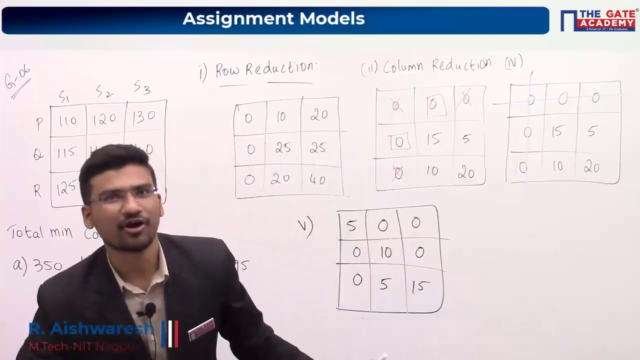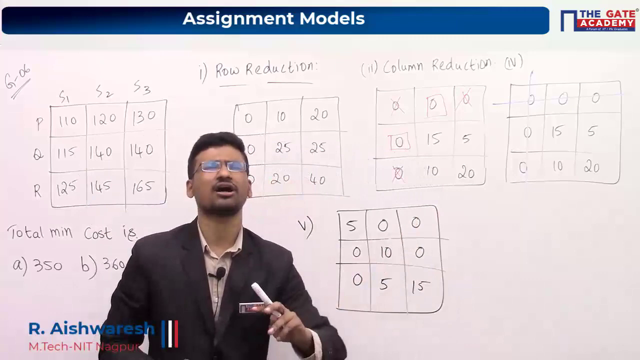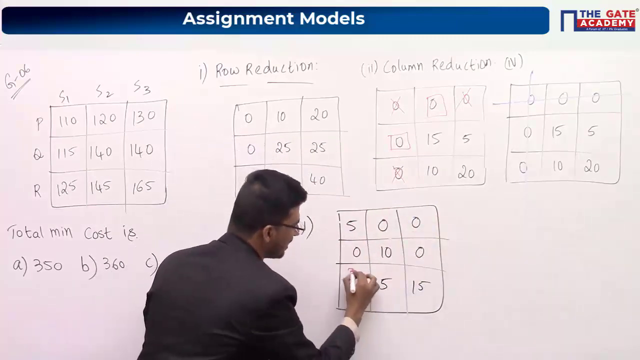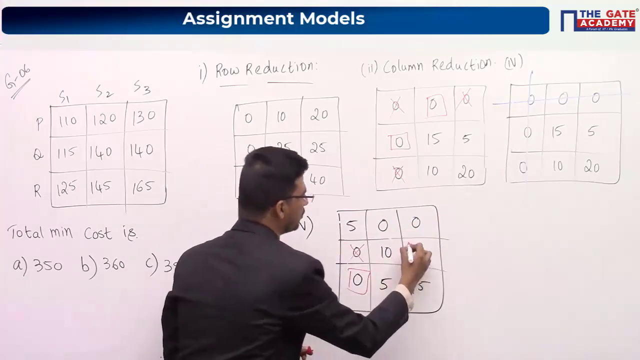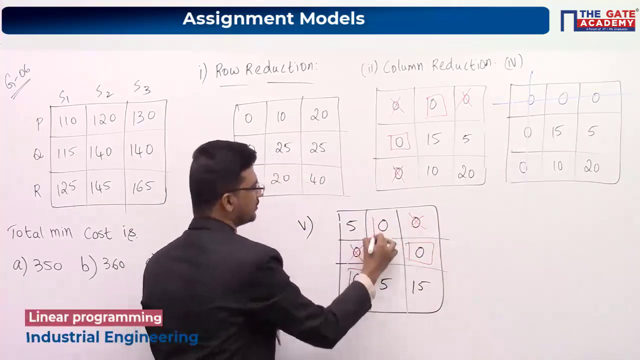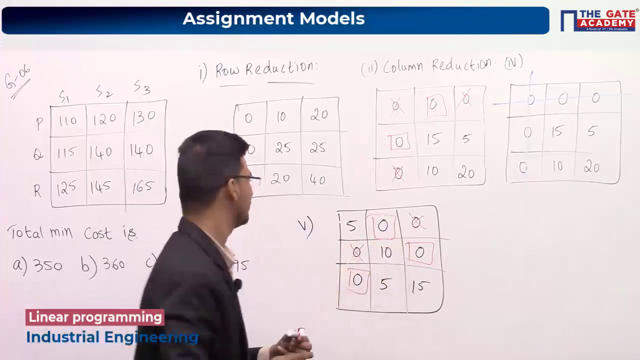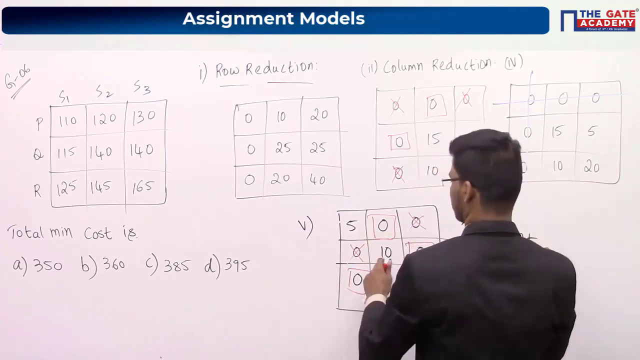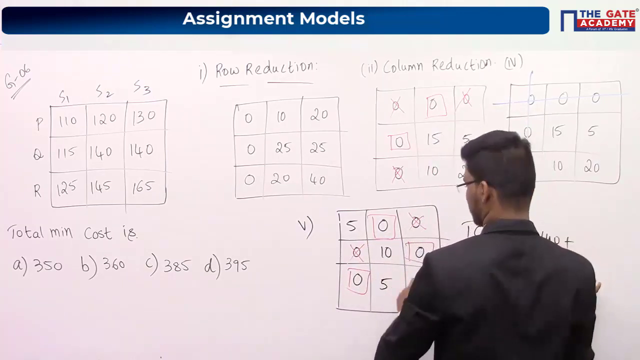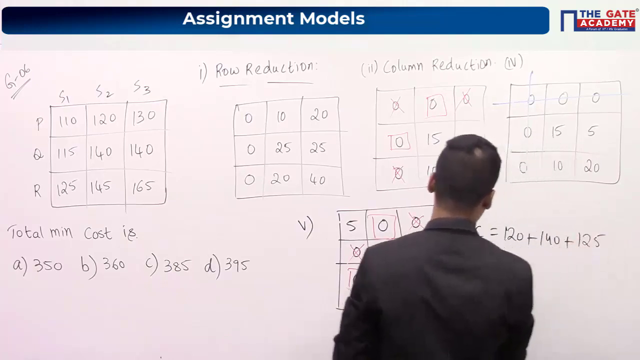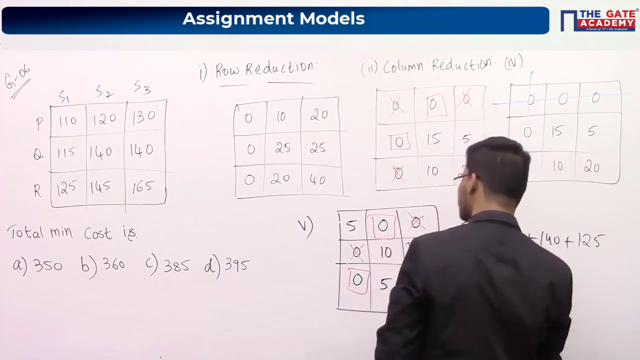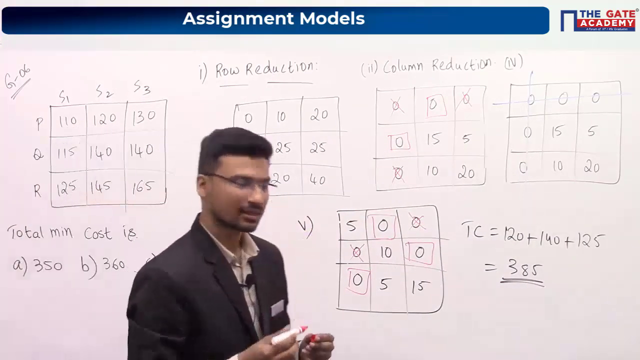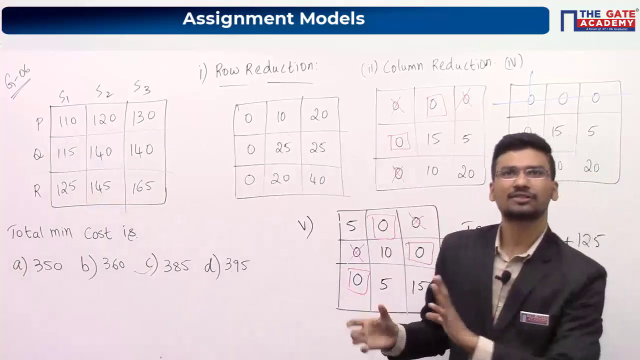So very simple. In the next step, what you have to do? Again, you have to do the allocation, or we can say assignment. So look for the single zero row. So where is single zero row? This one, assign here, cancel this. Single zero row, this one, assign here, cancel this. Single zero row, assign. Done. What will be your total cost? It will be 120 plus 140 plus this, it is 125. So I guess 385. This will be your correct answer. So any other doubts regarding this?